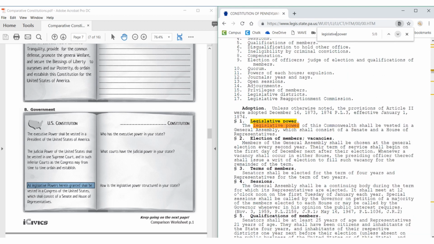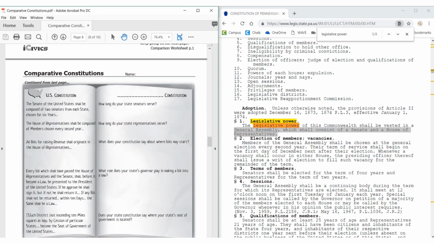Here we go, our 5th result. "The legislative power of this Commonwealth shall be vested in a General Assembly, which shall consist of a Senate and House of Representatives." So right there, you have your answer. Let's move on to our next one.